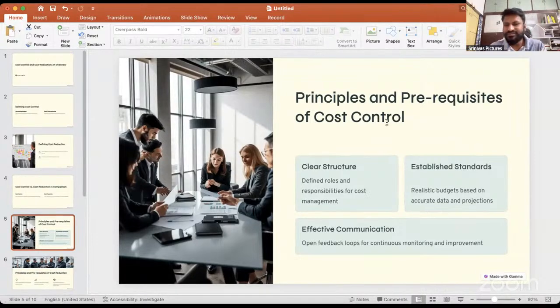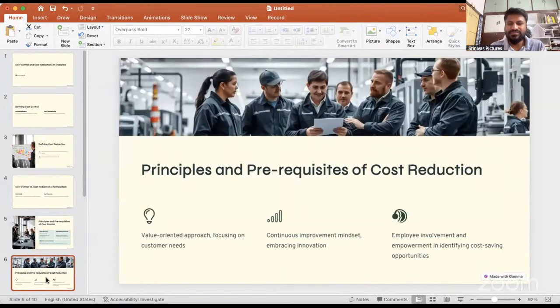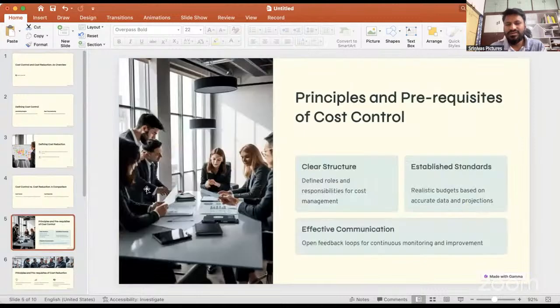Prerequisites of cost control. So what do prerequisites mean? Before the discussion of the principles and prerequisites of cost control, a clear structure is required, established standards are required, and effective communication is required. So what does clear structure mean? Define the roles and responsibilities of cost management. In that particular segment, in that particular department, what are the roles and responsibilities of cost management? We have to provide a clear structure.